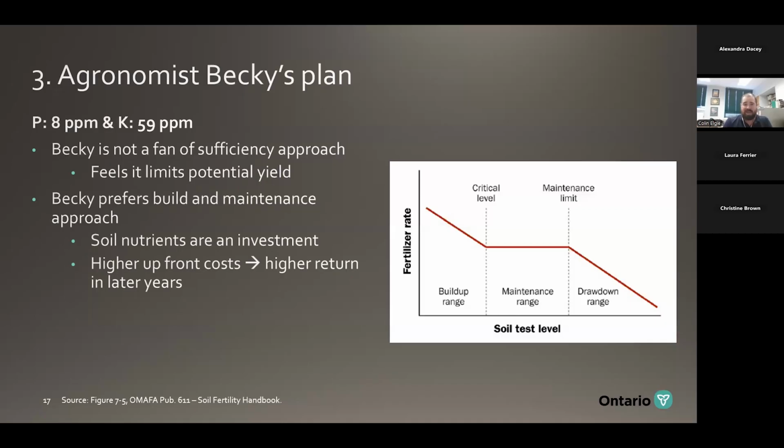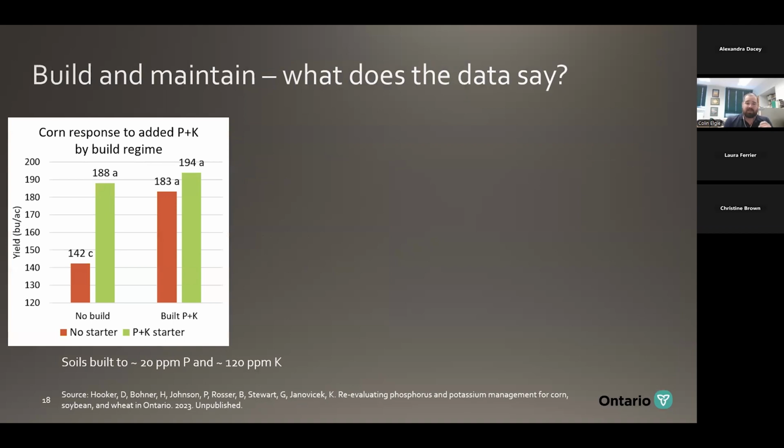So what does the data say? Does this approach actually work? Does it make sense? Looking at a long-term trial here led by Dr. Dave Hooker at 4 different locations, including the research stations at Ridgetown and Elora, as well as fields at Lucan and Bornholm in Ontario, looking at the response of fertilizer to low testing soils, whether or not they were built up using that build and maintain approach.